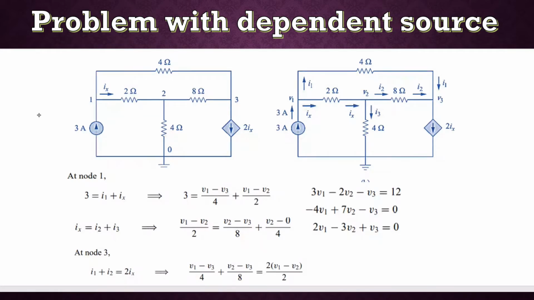Now this 2 into Ix is the dependent source, and it depends on the current that is flowing in this 2 ohms resistance. After giving all the current directions, Ix is already given. So Ix will come here and divide into I2 and I3. Suppose 3 amperes is coming like this, dividing into Ix and I1. That I1 is the current flowing in the 4 ohms resistance, and this Ix is divided into I2 and I3. And this I2 plus I1 is equal to 2Ix.